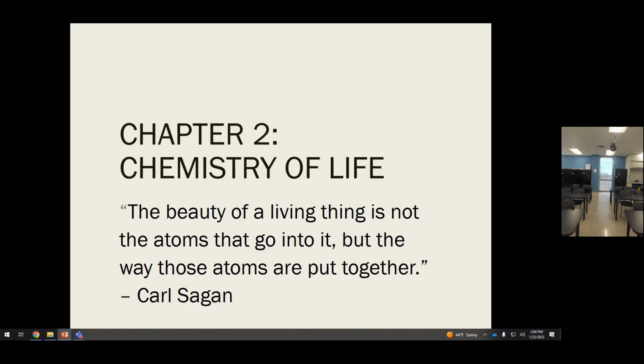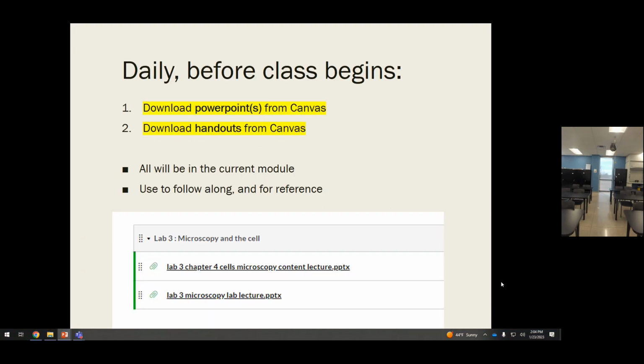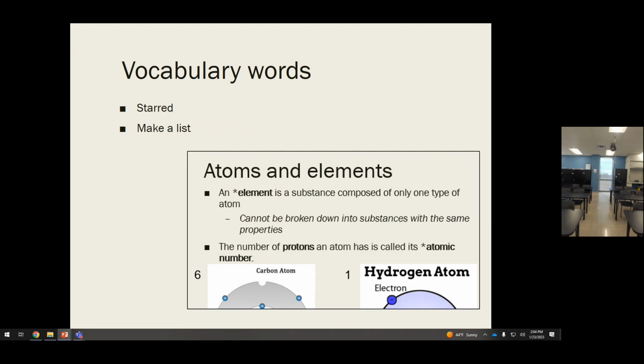Okay, let's go ahead and get started with chapter 2. First of all, remember to download the student PowerPoint from Canvas. There are some blanks that you can fill in as we go along. Remember to download any handouts and bring them to class if you would like to write on them.